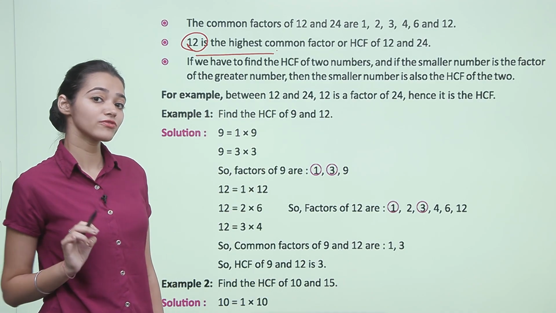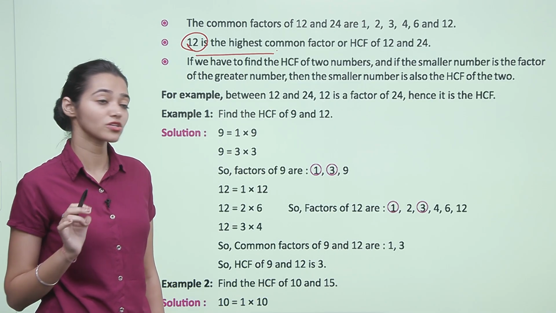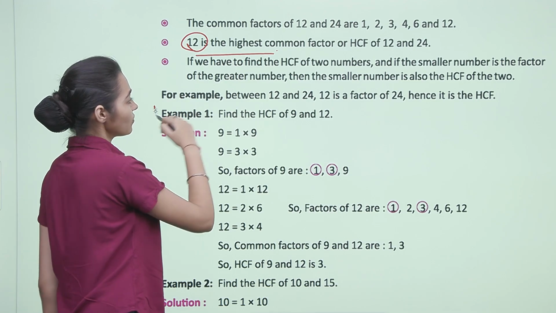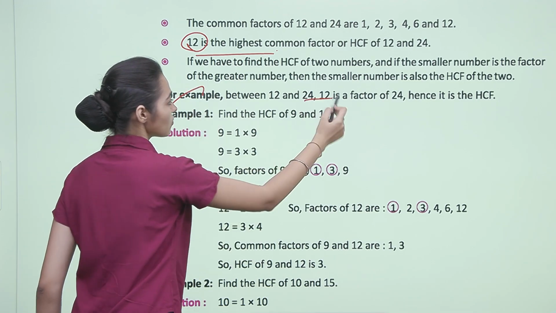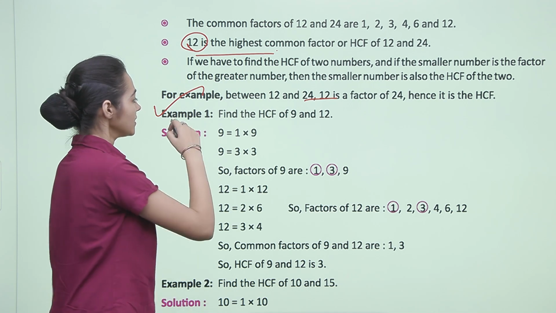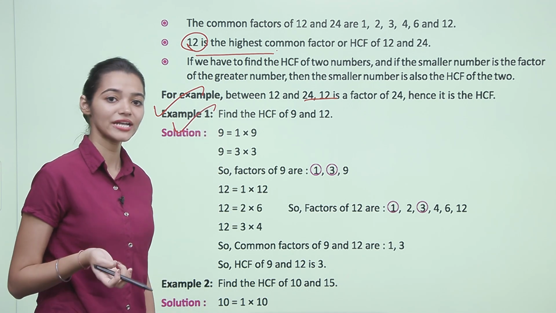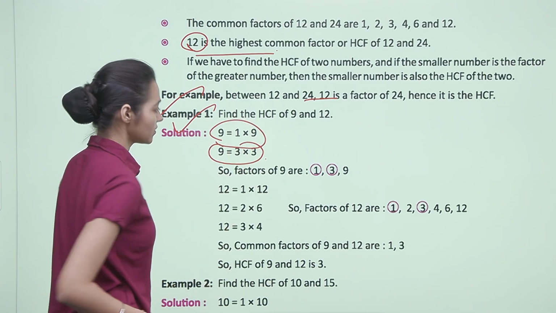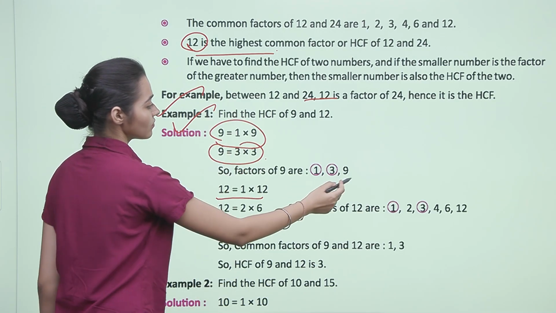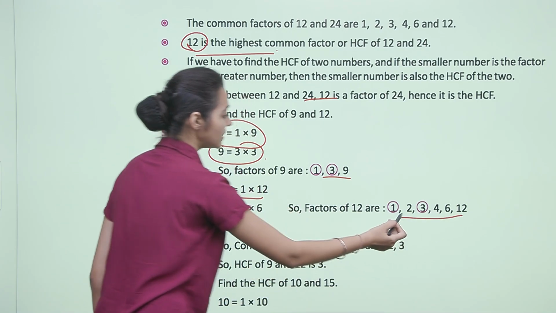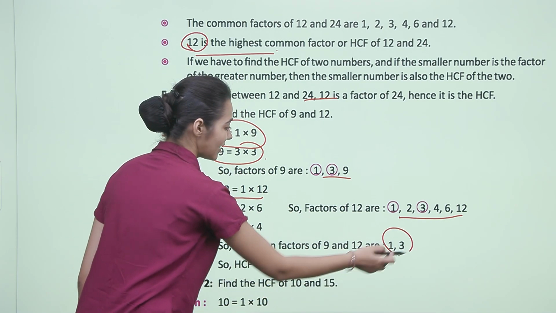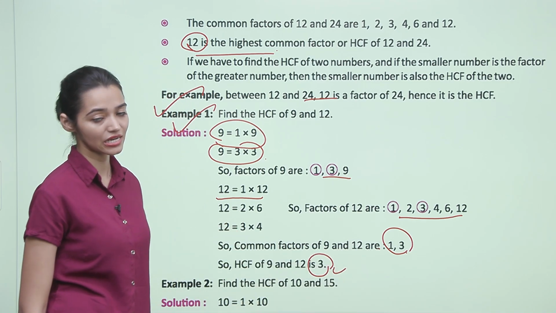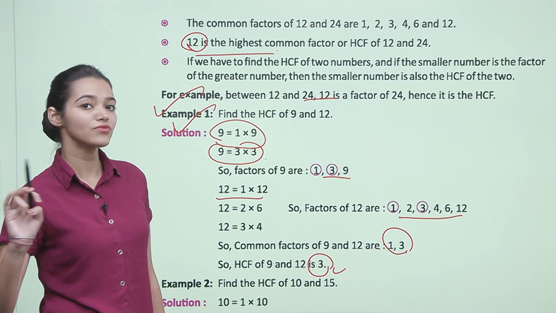Now if we have to find the HCF of two numbers, and the smaller number is a factor of the greater number, then the smaller number is also the HCF of the two. Now for example, between 12 and 24, 12 is a factor of 24, hence it is the HCF. Now let's understand it better with the help of an example. We have to find the HCF of 9 and 12. Here are the factors of 9, here are the factors of 12. Now factors of 9 are 1, 3 and 9, factors of 12 are these. Now the common factors are only 1 and 3. Now among 1 and 3, which one is highest? The larger number, 3. So the HCF of 9 and 12 is 3.